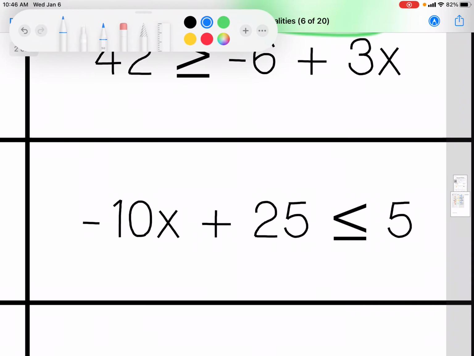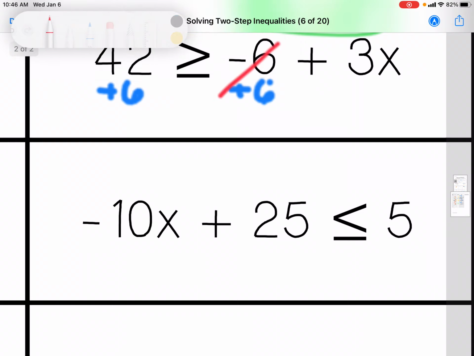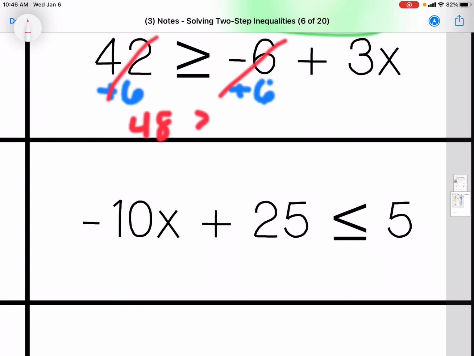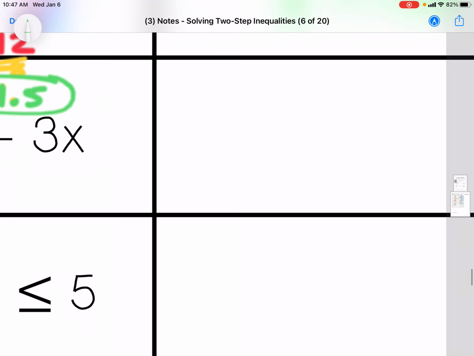All right. You're going to add 6 to both sides. You're going to get 48. Divide by 3. X is 16, or not 16. 48 divided by 3, 16. All right. So x is less than or equal to 16.